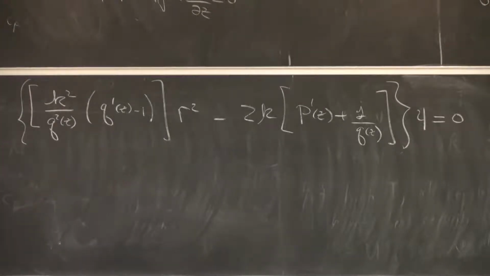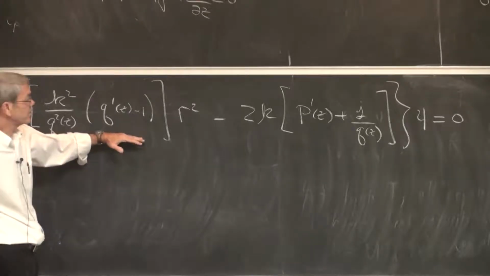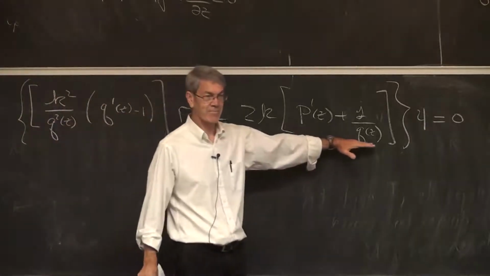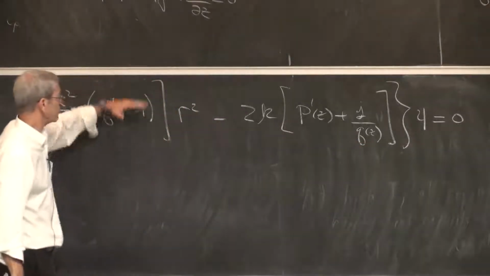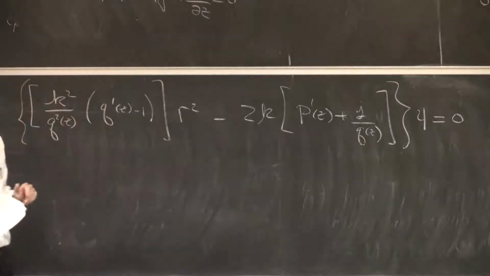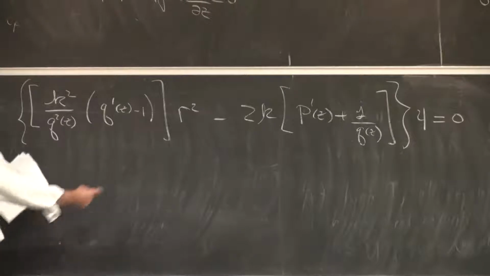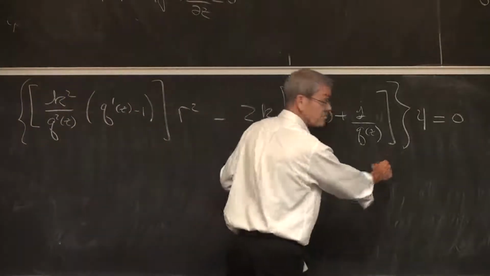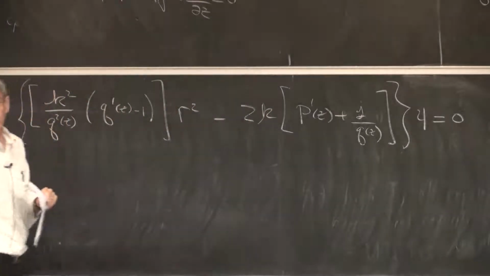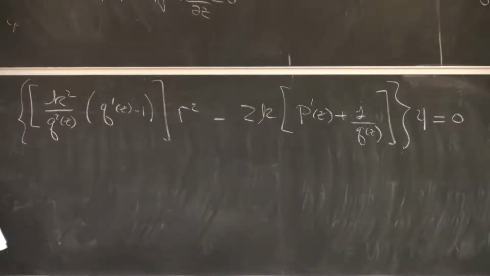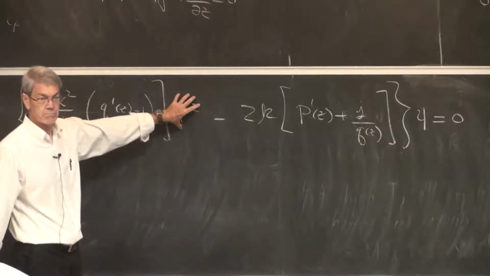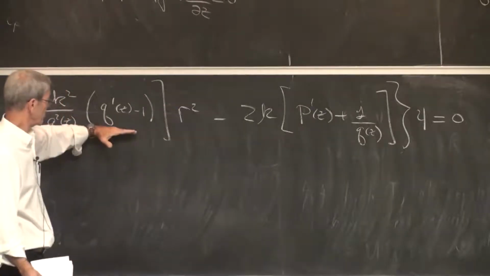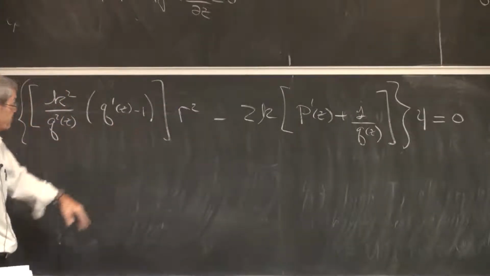Now what's nice here is you see that this term depends on r squared, and this does not. And so r could go all over the place, and this equation must still be true. And the only way that can happen is if these are independently 0. That has to be 0, and that has to be 0. And that makes this very solvable all of a sudden. Because I'm multiplying by r squared, it must be true for all values of r. The only way that's true is if this is 0 independently.